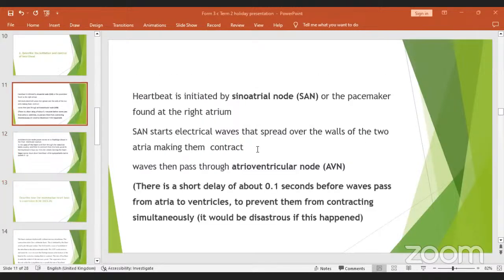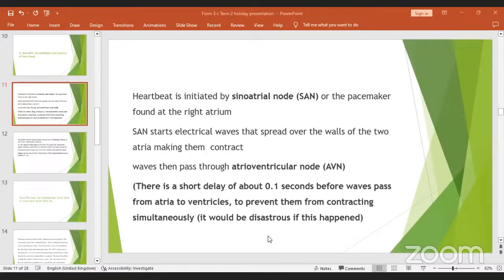The statement I put somewhere here, if you can see on my screen, the last paragraph, says that there is a short delay of about 0.1 seconds before the waves pass from the atria to the ventricles to prevent them from contracting simultaneously. There should be no simultaneous contraction between the auricles and ventricles, because that will make the blood meet at a central place, and this will be disastrous. It may cause even rupturing of the heart. And so the heartbeat itself is a controlled process.